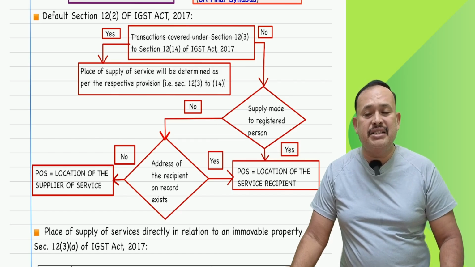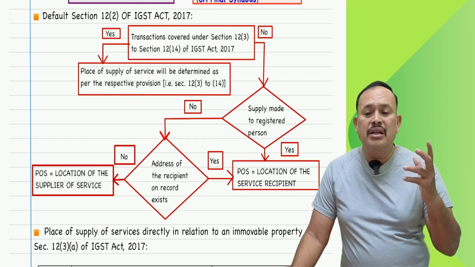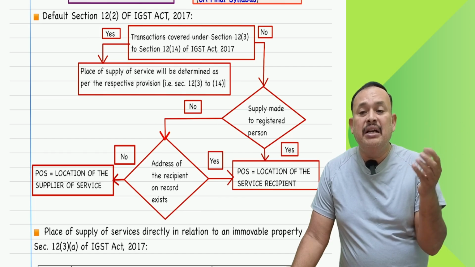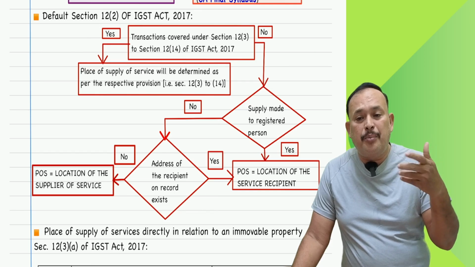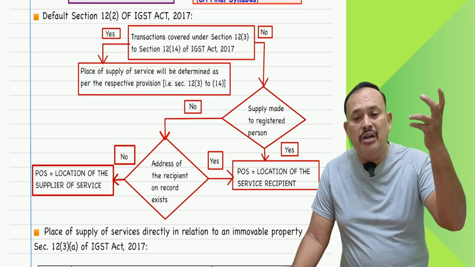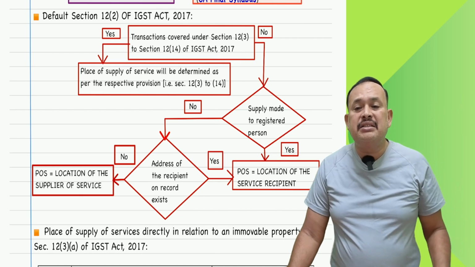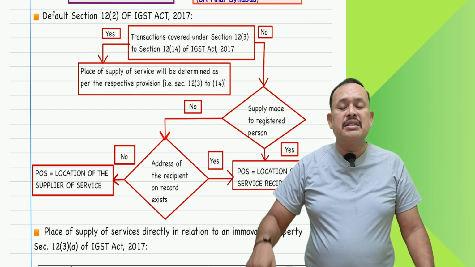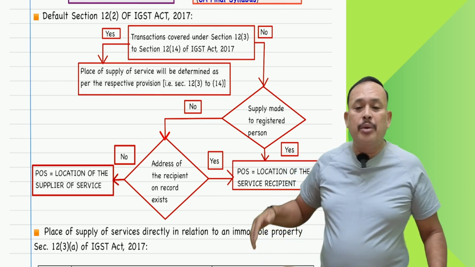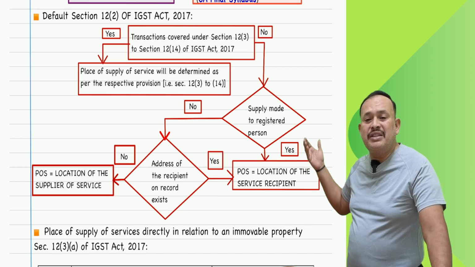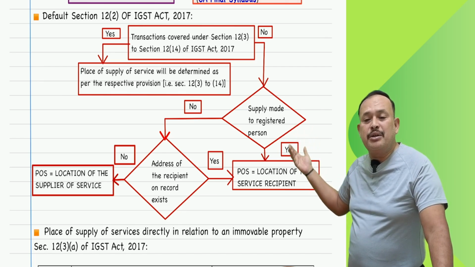the IGST Act. Section 12 subsection 2 of the IGST Act applies where the transaction is not covered under section 12 subsection 3 to section 12 subsection 13. Such a transaction will be covered under section 12 subsection 2. If so, the place of supply is equal to the location of the recipient if the recipient is a registered person.